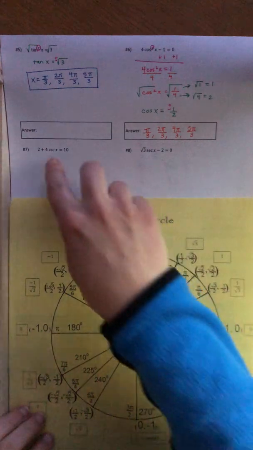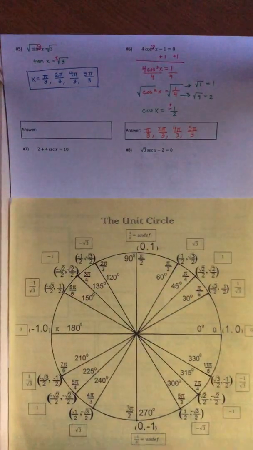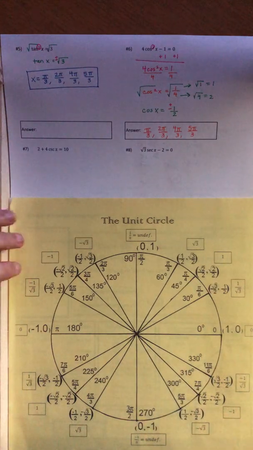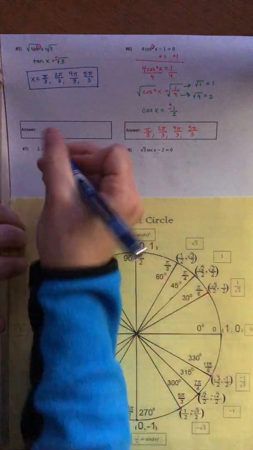Now the next problem has a cosecant x, and we want to try to get that by itself, okay? So I'm going to be subtracting 2 from both sides.